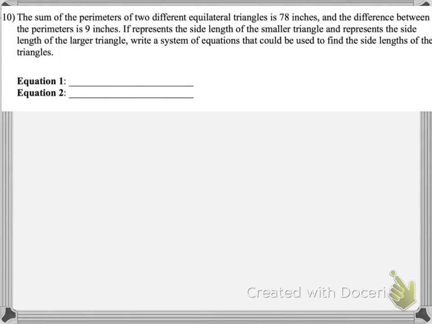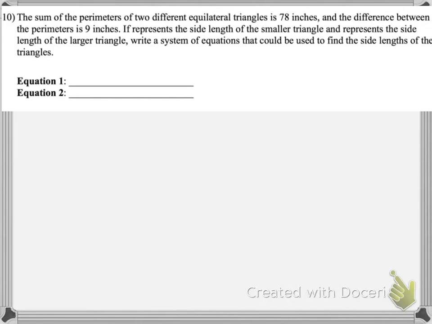Okay, question number 10. The sum of the perimeters of two different equilateral triangles is 78 inches, and the difference between the perimeters is 9 inches. If F represents the side length of the smaller triangle and G represents the side length of the larger triangle, write a system of equations that could be used to find the length of the triangles.